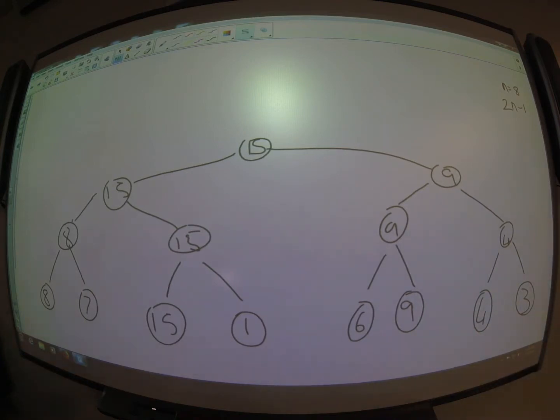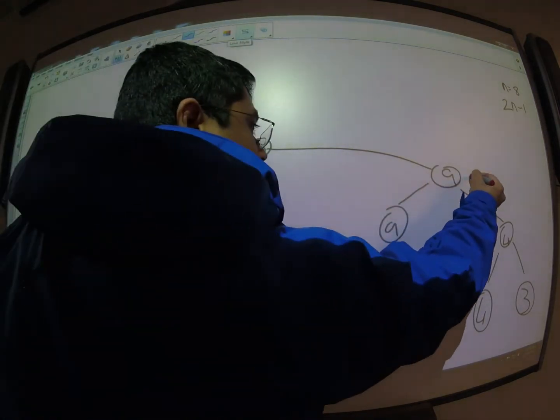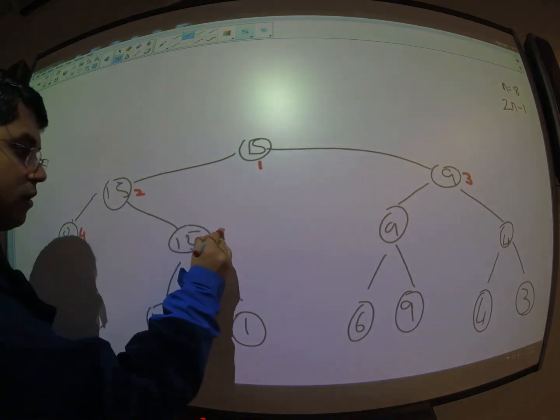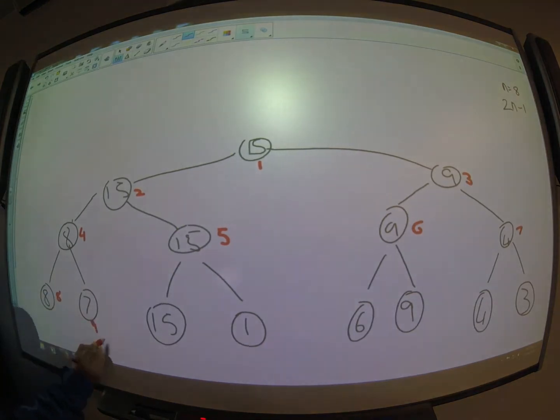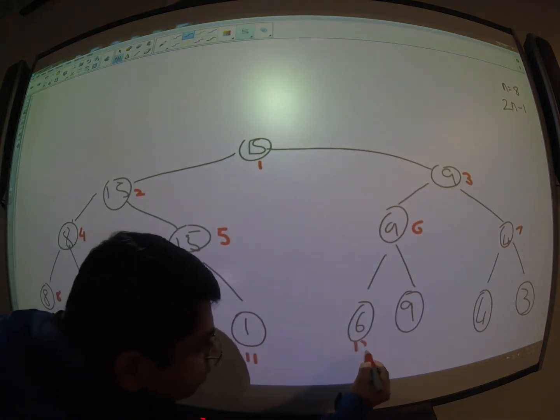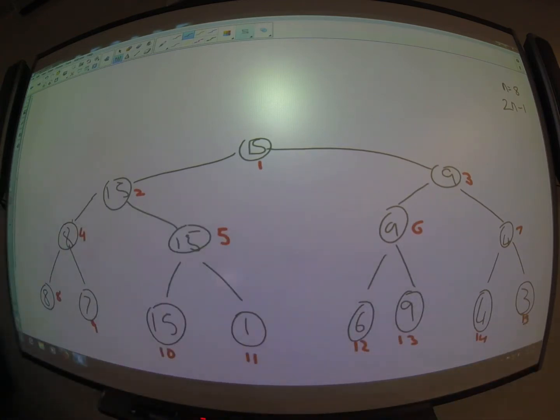Let me number them also. There's a reason I'm going to number them. 1, 2, 3, 4, 5, 6, 7, 8, 9, 10, 11, 12, 13, 14, 15. Now look. Let's look at these two as an example, 14 and 15. These two are compared, and the maximum of them is in position 7.